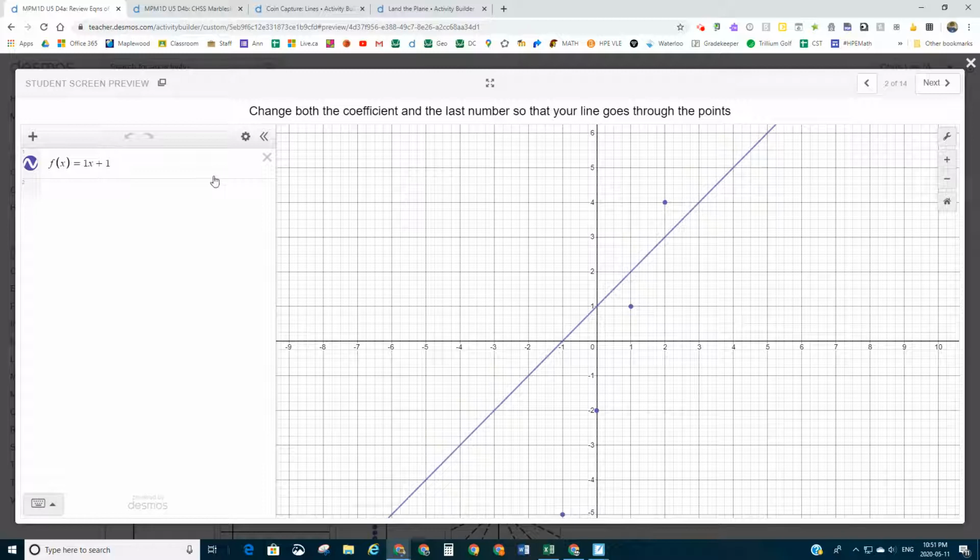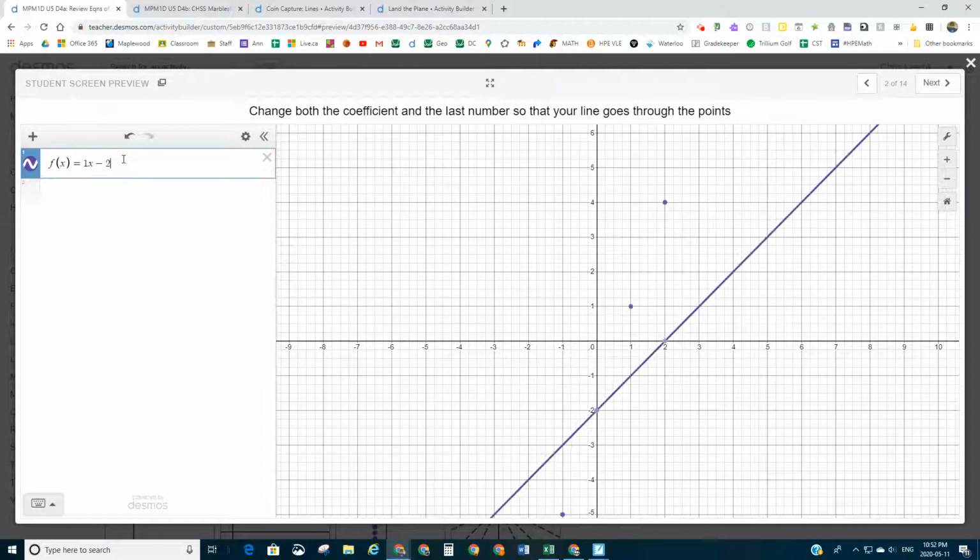If you recall, we've done an activity similar to this where we are changing the coefficients and the last numbers to get our line to go through these points. We know a bit more about equations of lines now, so we can tell that we need the slope and the y-intercept. The y-intercept is going to be -2. And now you can use any 2 points to calculate the slope.